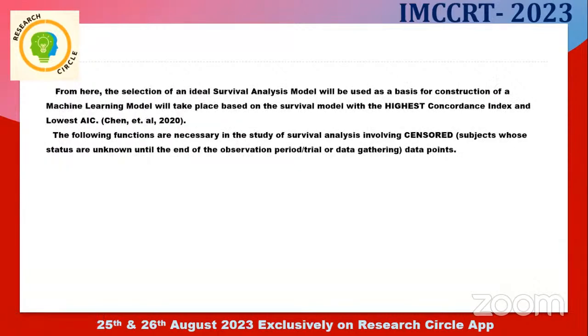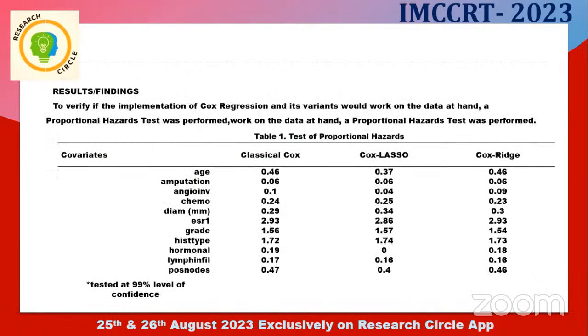Okay, now let's proceed to the results and findings of this study. To verify again whether the usage of the Cox regression and its variants will work on the data at hand, we performed a proportional hazards test. So this indicates that the combination of all of these covariates satisfied this particular assumption.